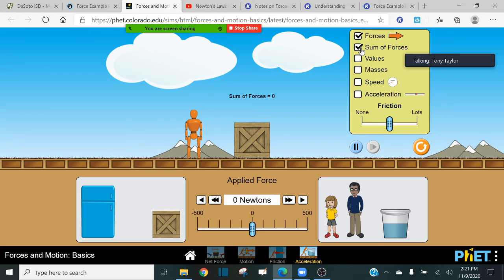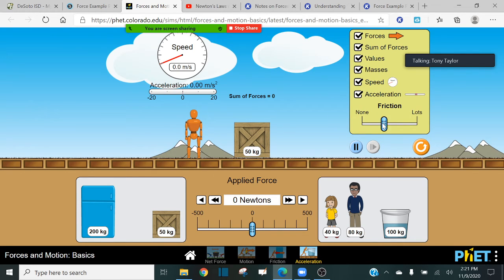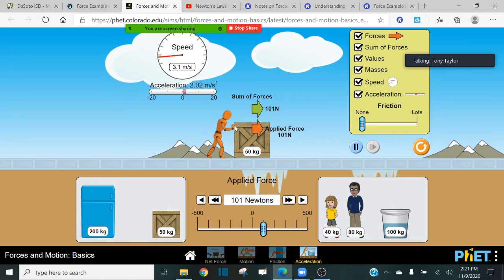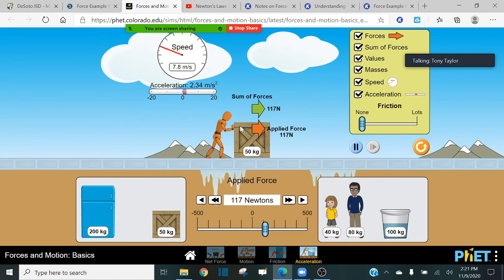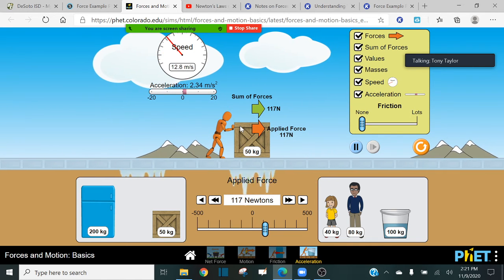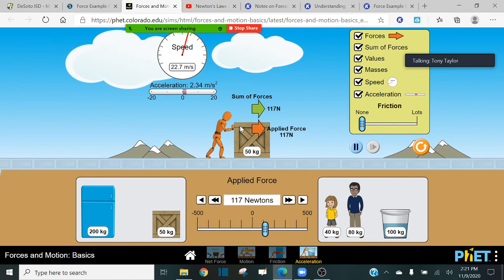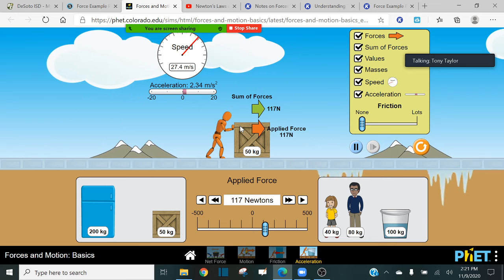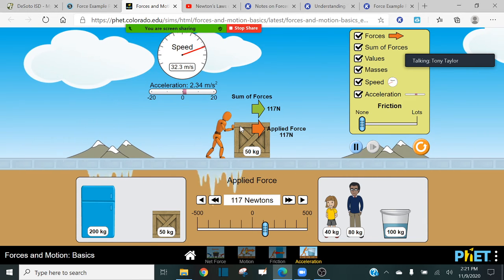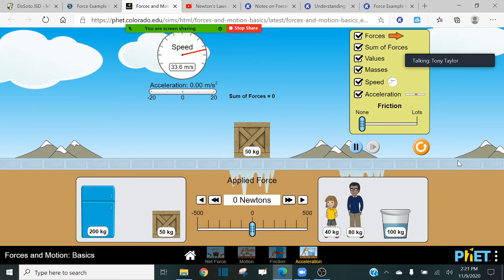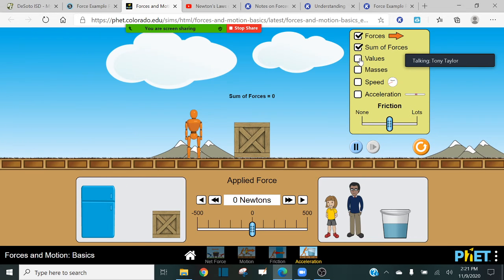Okay, so this virtual lab is a really good lab for demonstrating Newton's first law and Newton's second law. Notice, guys, as long as I am pushing on the crate, look at the speedometer there. The speed continuously increases. The acceleration is constant, which just means the speed keeps going up. So as long as there's a force, there's always going to be an acceleration. The moment I let go, speed stays constant. We're going to see that again.